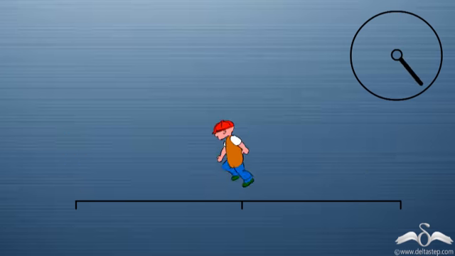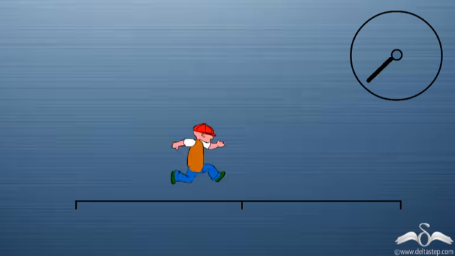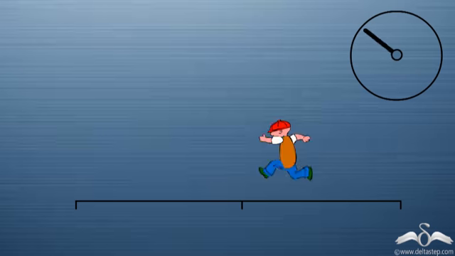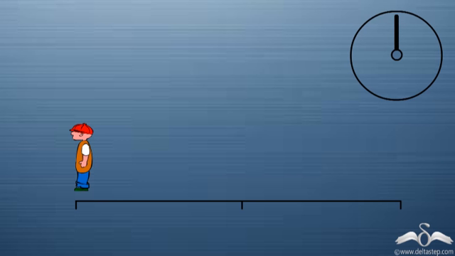So 1, 2, 3, 4. So now if he has to cover double the distance, he touches the boundaries half number of times.